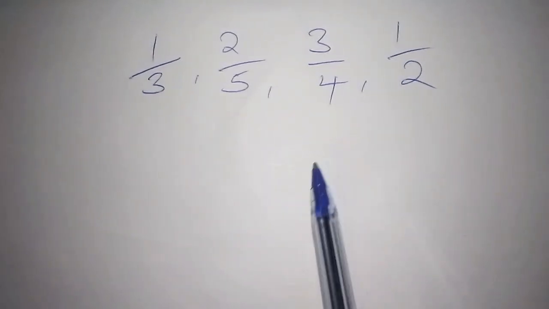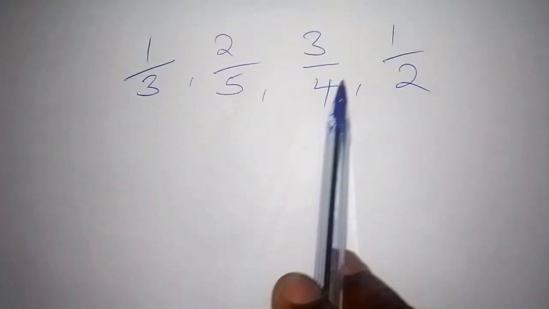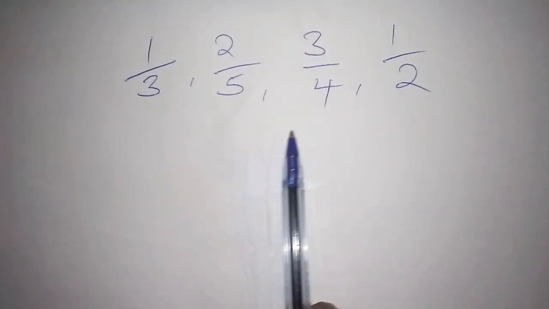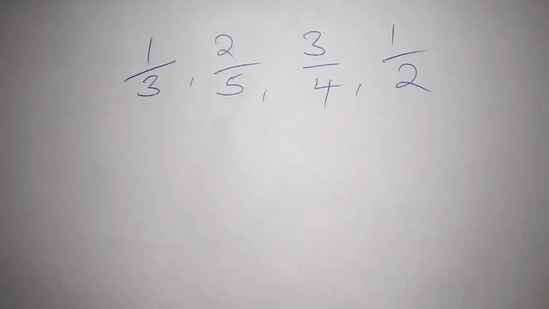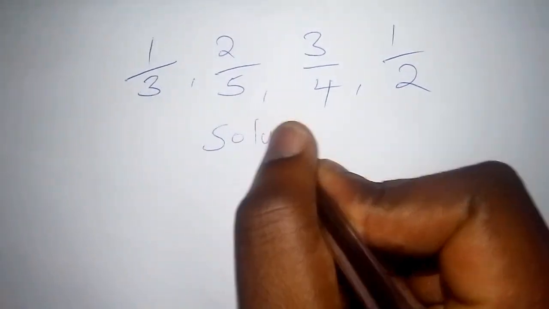So let's get started. Now, here we have a third, 2 over 5, 3 over 4, and 1 over 2. I want us to arrange them in the order of the smallest to the largest. So let's get started within the shortest time possible. Now, let's begin here with the solution.